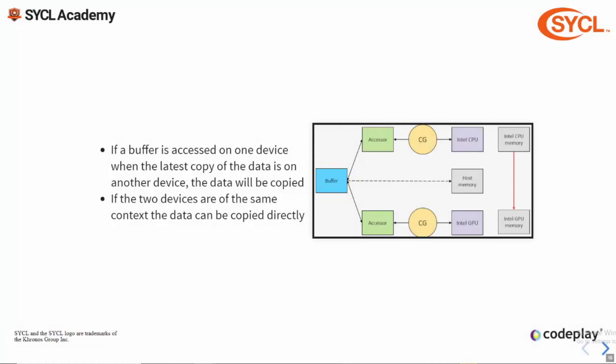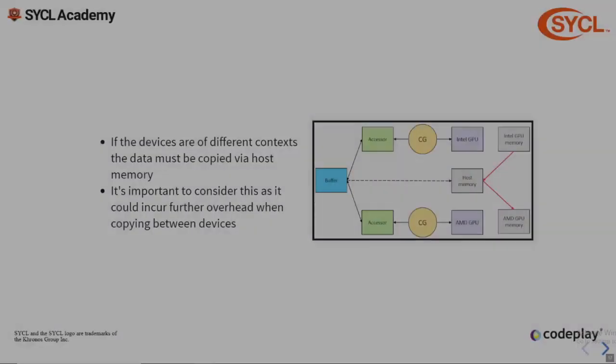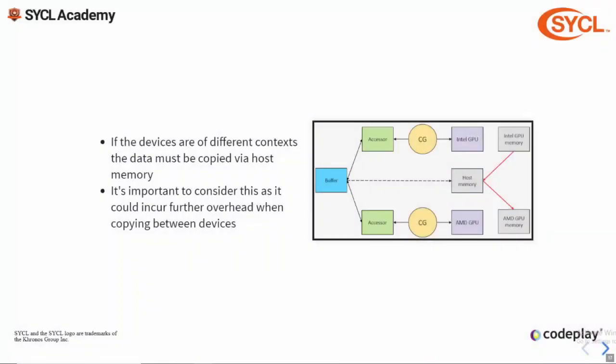Now we're going to look at a couple of different cases of using a buffer across different devices. If a buffer is accessed on one device and the latest modified copy of the data is on another device, then the data will be copied over. Now if the two devices are in the same context, for example both Intel, then the data will be copied directly from one to the other. However, if the devices are from different contexts, then the data will be copied via the host application. It's important to consider this as it could incur further overhead when copying between devices.